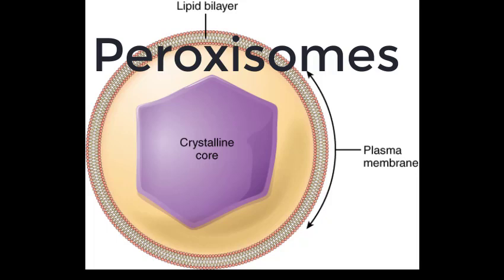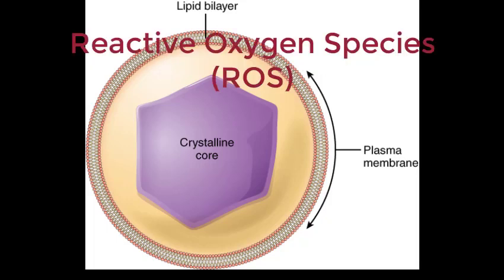In order to appreciate the importance of peroxisomes, it is necessary to understand the concept of reactive oxygen species. Reactive oxygen species, or ROS, such as peroxides and free radicals, are highly reactive products of many normal cellular processes, including the mitochondrial reactions that produce ATP and oxygen metabolism. Examples of ROS include the hydroxyl radical and superoxide.